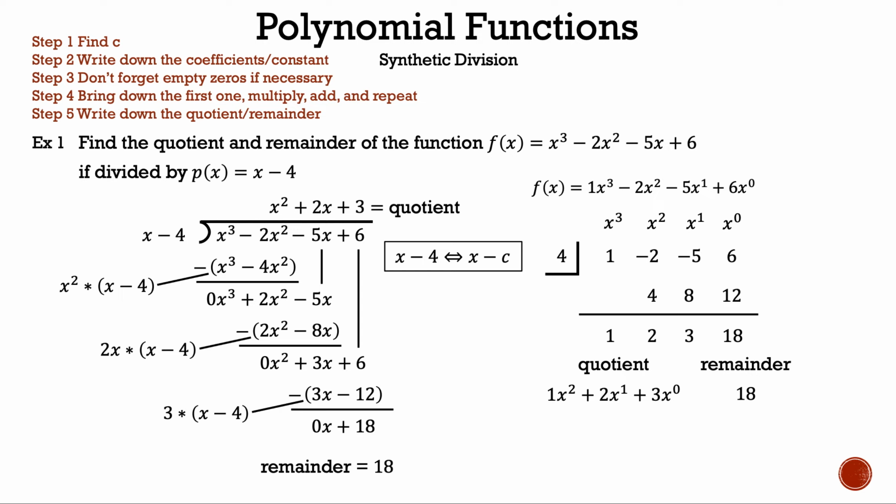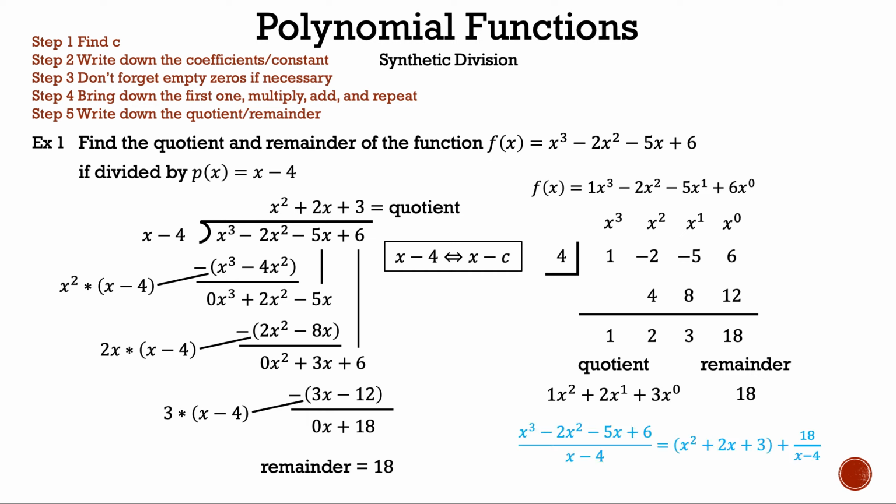Do we think the quotient and the remainder match with the long division? That's correct, they do, because x to the 0 is 1, so we have the same quotient and remainder as long division. Let's put all this together. So we have x to the power of 3 minus 2x to the power of 2 minus 5x plus 6 all over x minus 4 is equal to the quantity of x to the power of 2 plus 2x plus 3 plus 18 all over x minus 4.